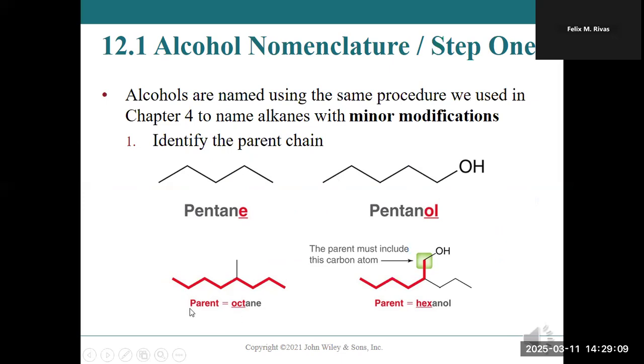Here's an example where the parent chain is the longest carbon chain that you could have. However, when you have an alcohol, we have to include the alcohol within the parent chain. Therefore, in here, instead of being 8 carbons total, which is the longest carbon chain, it is going to be only 6 carbons total because we have to include the alcohol in it. So we name this hexanol instead of hexane.